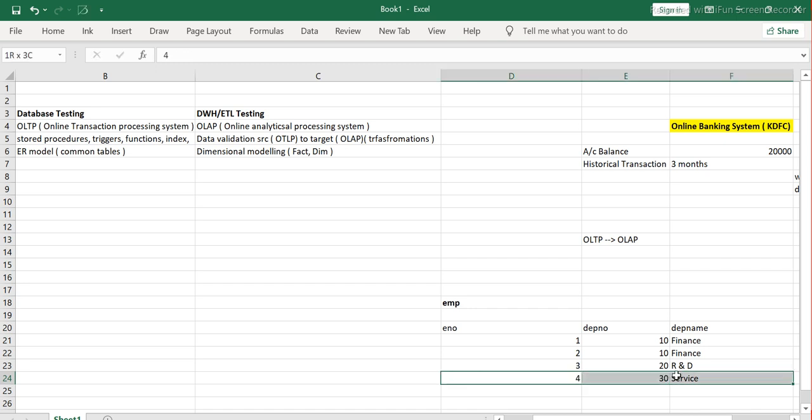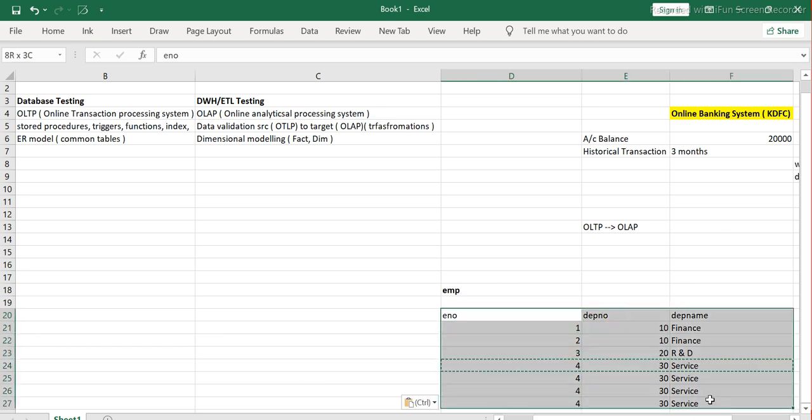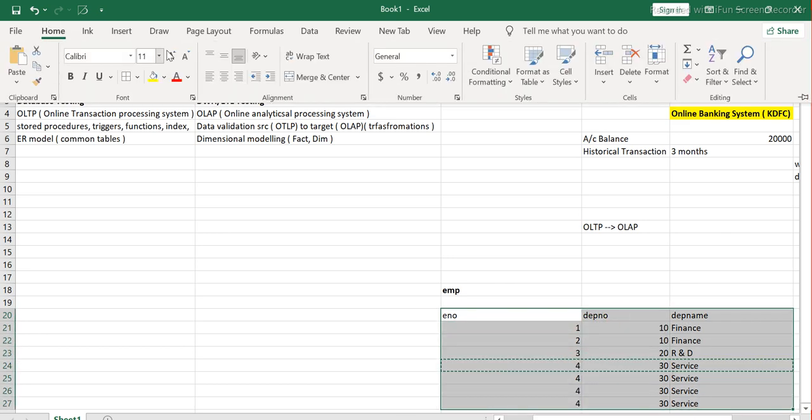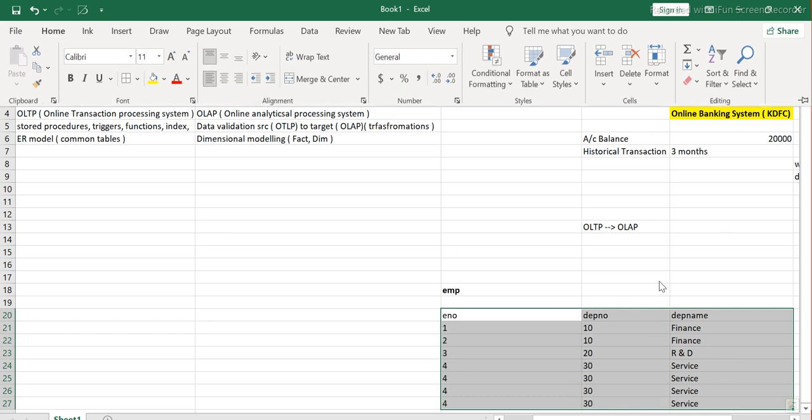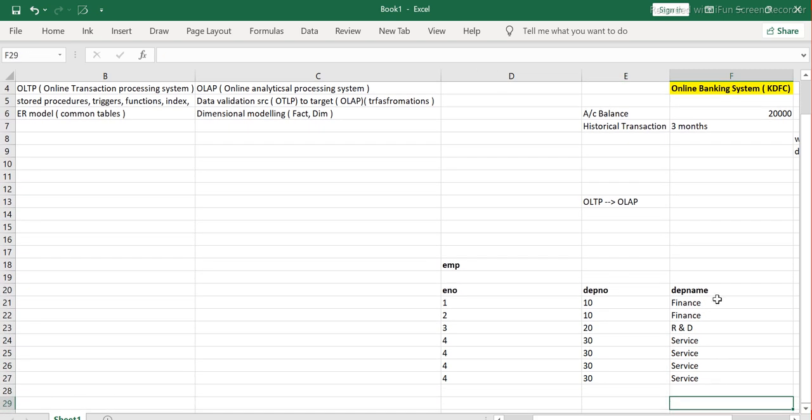Now what will happen is I want to duplicate this 3-4 times. If you look at it here, you see that there is a duplication of the department name: service, service, service, service, and all these things are coming. Which is nothing but occupying space, and this is not really a good idea to store the data in this format.